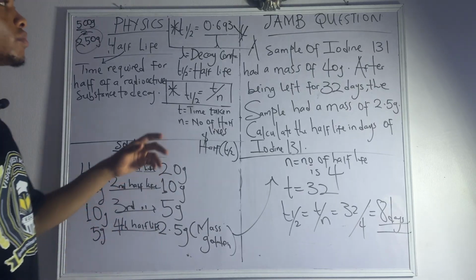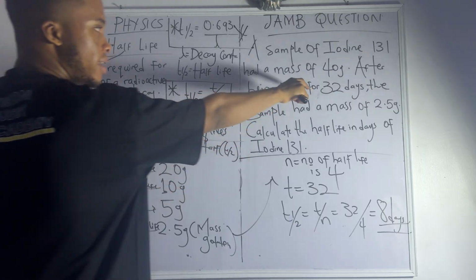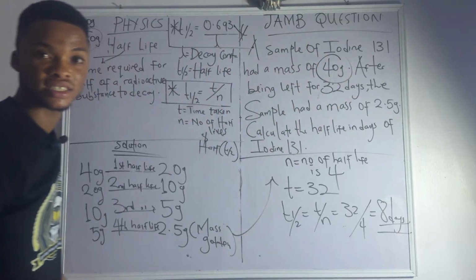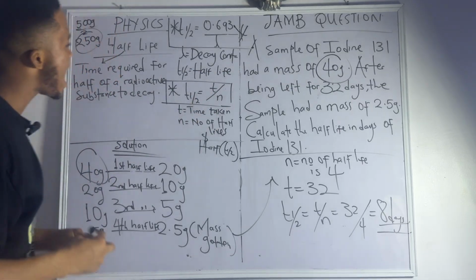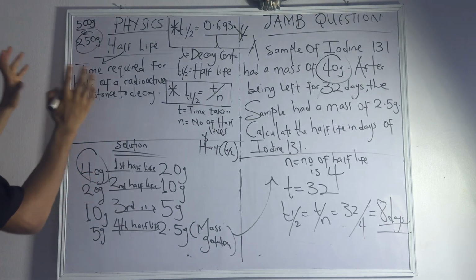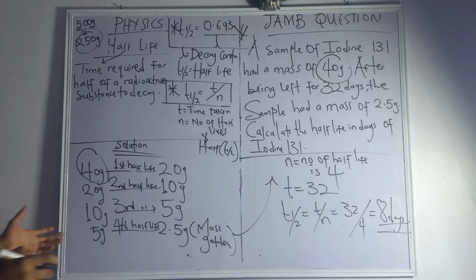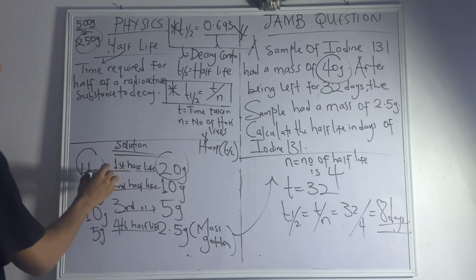First of all, this is the element iodine, right? It has a mass of 40 grams. So this is the initial mass, 40 grams. I told you, half-life is simply the time required for half of the substance to decay. So if you do the first half-life, half of 40 is 20. So this is the first half-life.